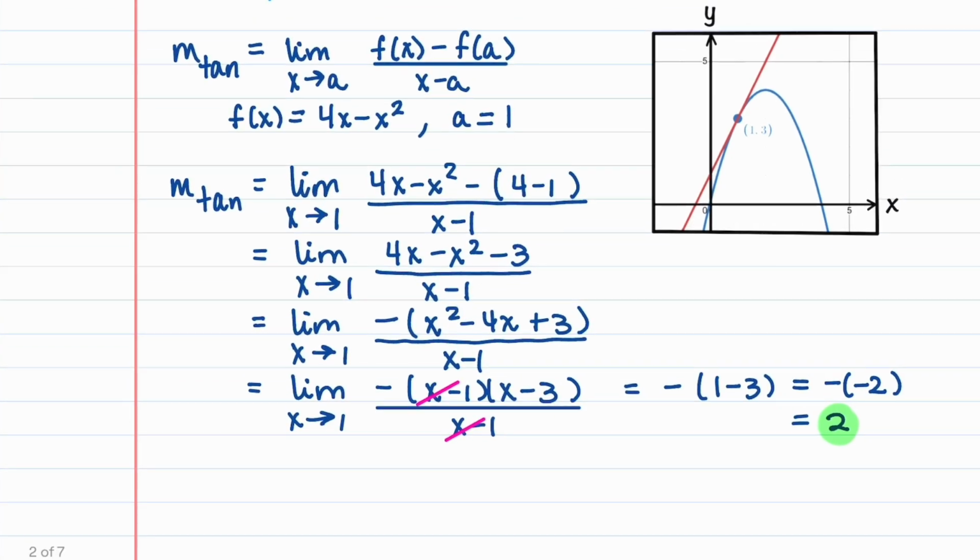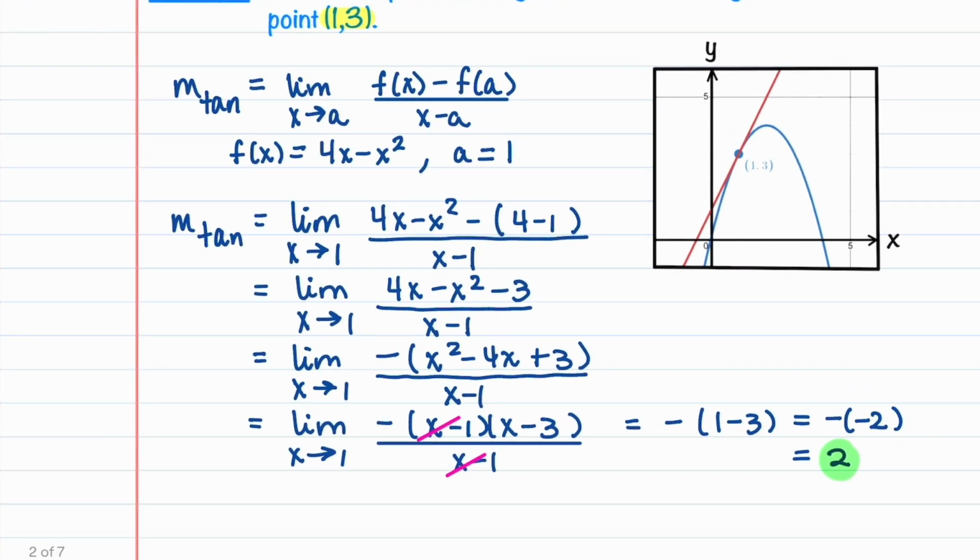Up here on the right, I have graphed our function, and you can see that we found the slope of this tangent line at the point x is equal to 1, and you can see that the graph agrees with our answer because that line has a slope of 2.